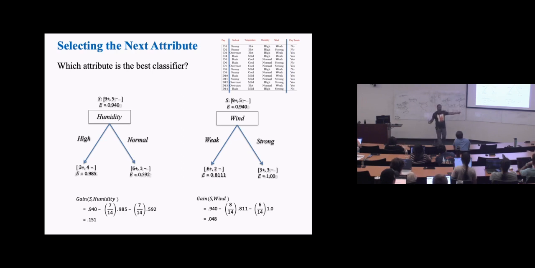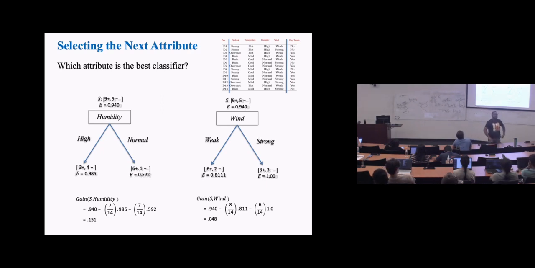Any questions so far? How did you calculate the original E equals 0.94? Where did that come from? This one. Yeah. That is coming from that 9 and 5. You see the E on top. The original play tennis has 9 yes and 5 no. The play tennis attribute without looking at any other attribute itself has 9 yes and 5 no. And that's why the original entropy is 0.94.